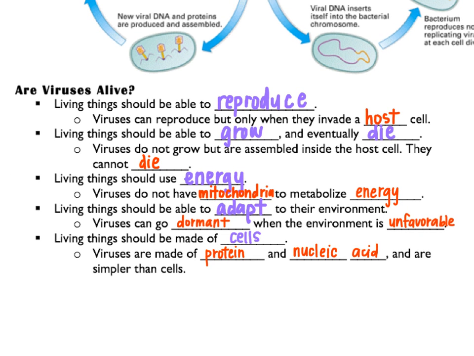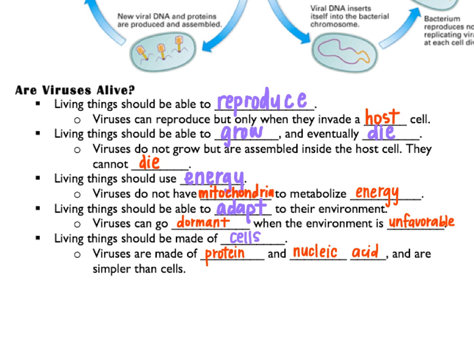The first qualification for life that most people agree upon is that living things should be able to reproduce. In viruses, you might say they can reproduce, but they can only reproduce if they have a host cell. They don't have the things inside of them that they need to be able to reproduce on their own. And so you might argue that because they can't reproduce on their own, then they're not living.